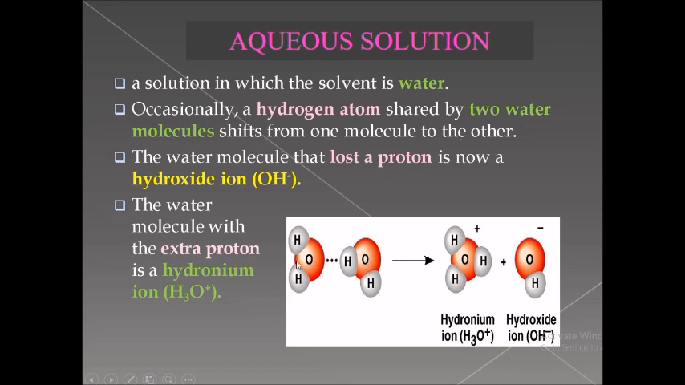So this is an example of two water molecules. When a water molecule loses a proton, the hydrogen ion, as you can see here, it lost one of its hydrogen ions, which is the proton. Now it is called a hydroxide ion, or OH minus. Meanwhile, if the other water molecule accepts an extra proton from this one to here, that water molecule is known as a hydronium ion. Therefore, a hydrogen atom can be shared by these two water molecules.